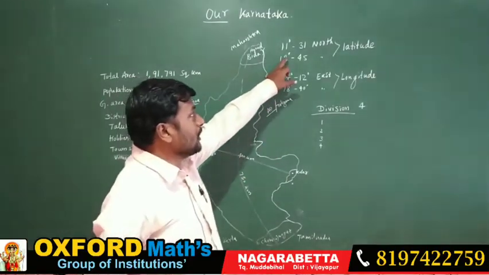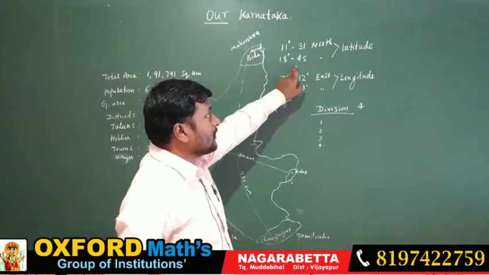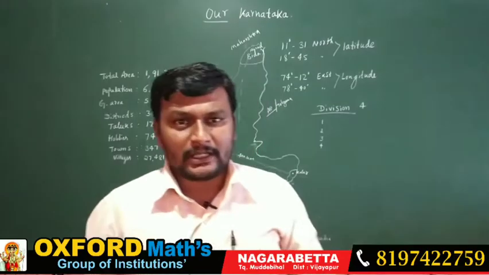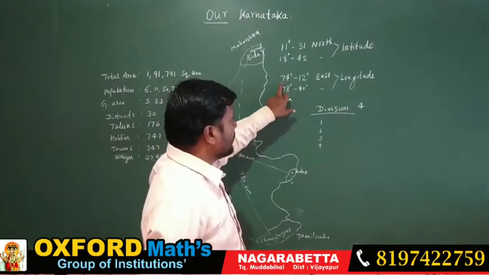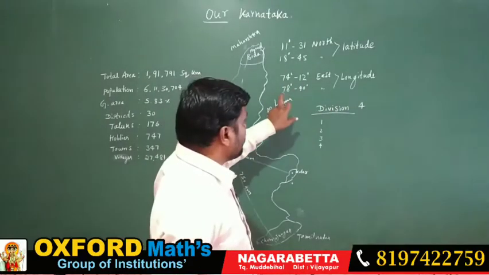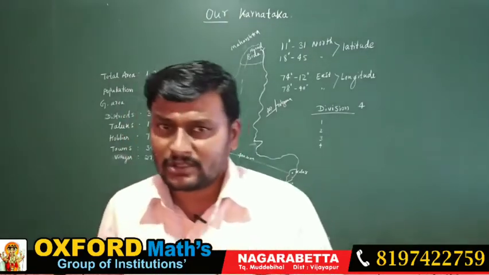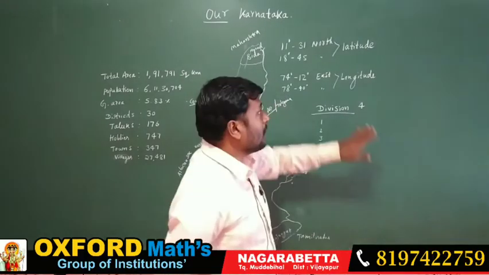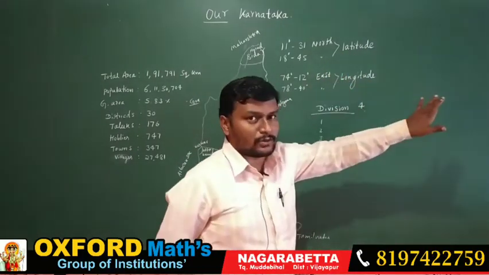11 degree to 31 degree in the north and 18 degree to 45 degree in the latitudinal extent, and it is also extended in the longitudinal extent 74 degree to 12 degree in the east and 78 degree to 40 degree in the east longitude. Already in the 6th and 7th standard we have studied about what is latitude and what is longitude.